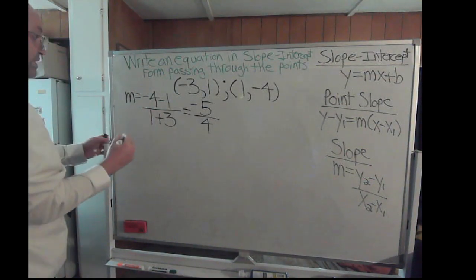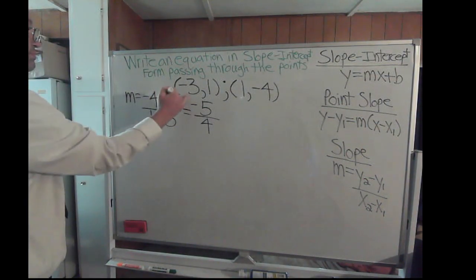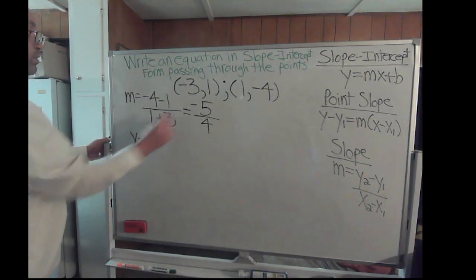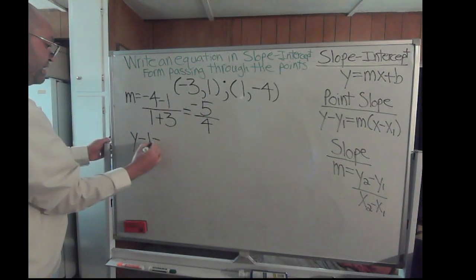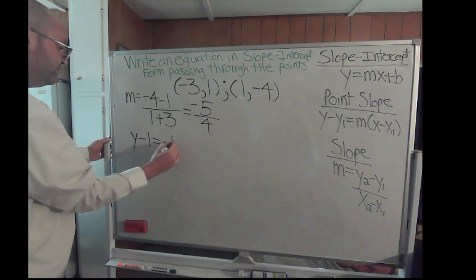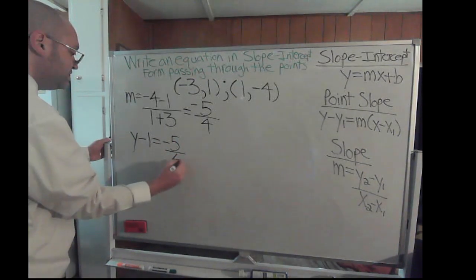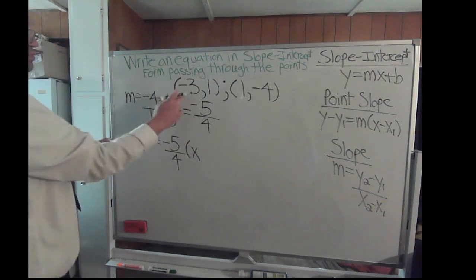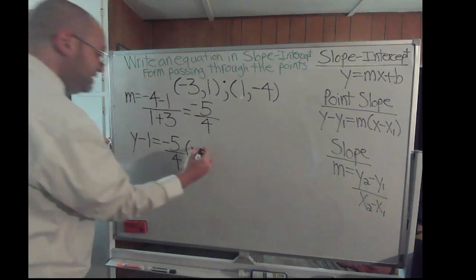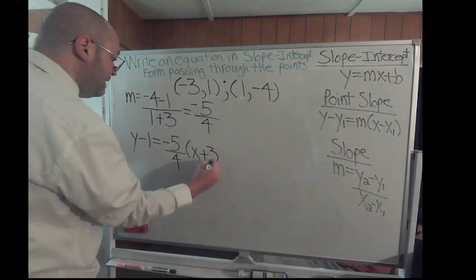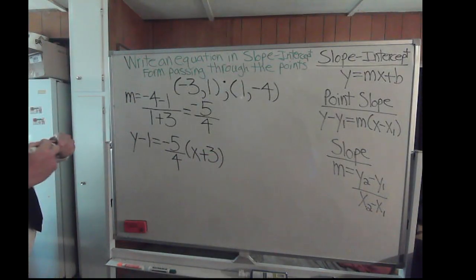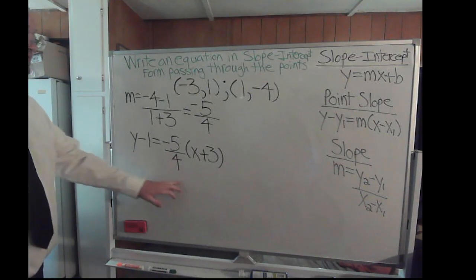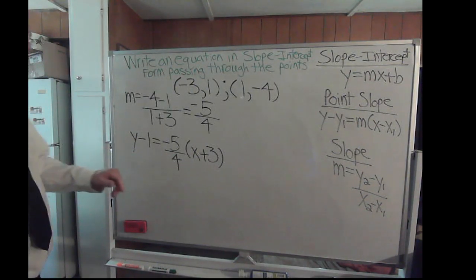Let's go ahead and do point slope form. I'm going to pick the point negative 3, 1. You have y minus your y sub 1, which would be 1. So y minus 1 equals your slope of negative 5/4 times x minus x sub 1. Your x sub 1 is negative 3, so minus 3 is actually plus 3. So in point slope form, you have y minus 1 equals negative 5/4 times the quantity of x plus 3.